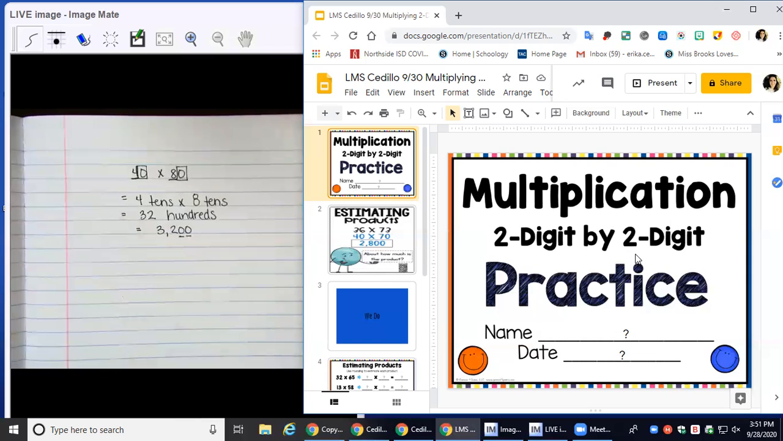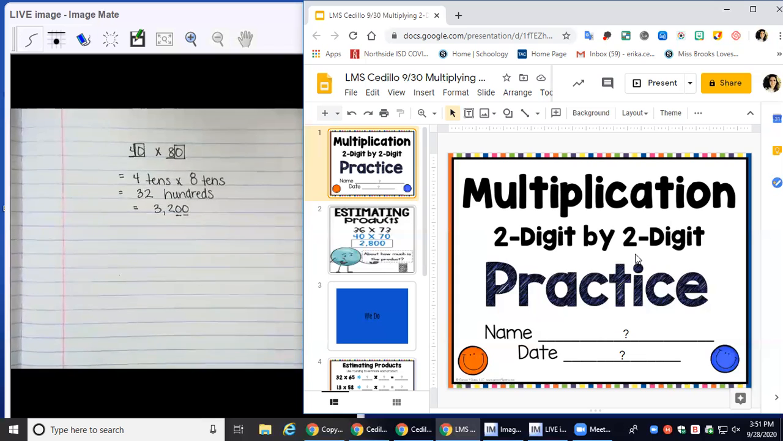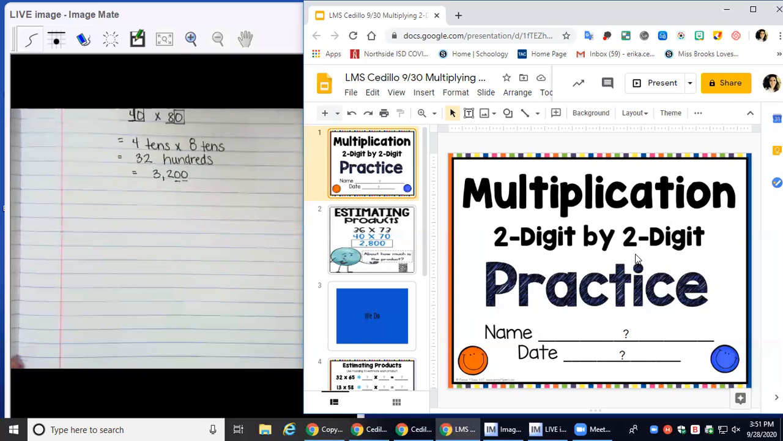So building on that concept of multiplying by tens, today we are going to go ahead and get started with estimating products. So we've been talking about estimation, and we did it with addition and subtraction. We've done it with whole numbers, and we've even done it with decimals, right? So in this case, we're going to go ahead and get started by estimating products.